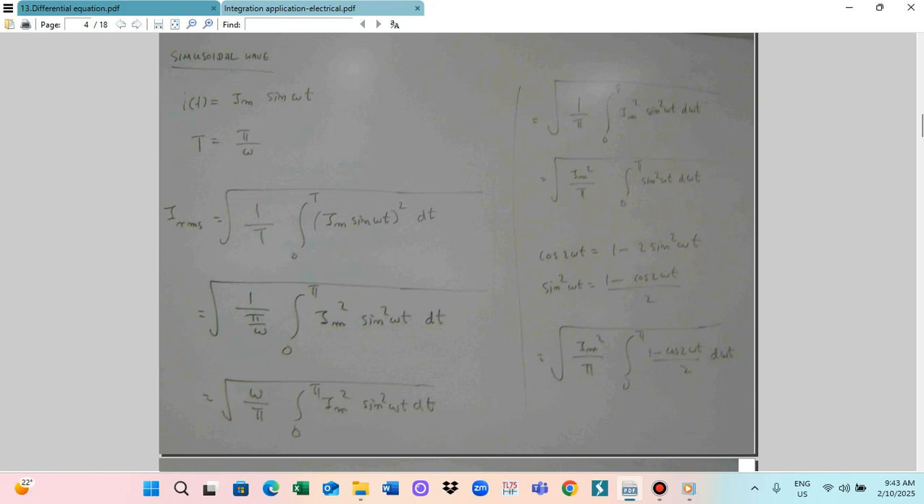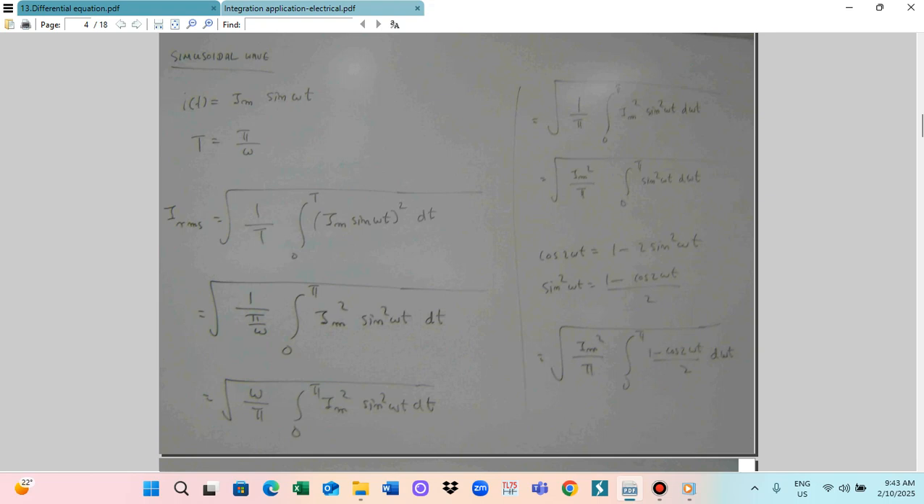In this case we have to substitute here. The T is pi by omega. So we substitute 1 by pi by omega, and integrate from 0 to pi. So this becomes Im squared sin squared omega t into dt. So this becomes the square root of 1 by (pi by omega), omega by integration 0 to pi Im squared sin squared omega t dt.